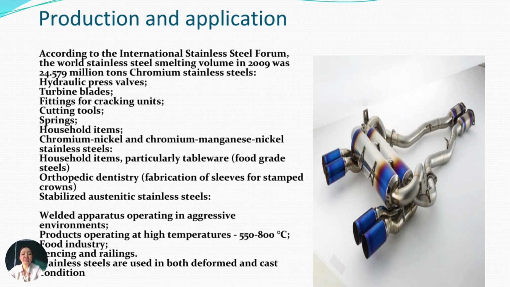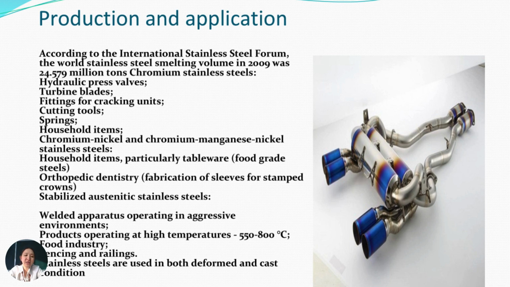Then we have to talk about production and applications. According to the International Stainless Steel Forum, the world stainless steel smelting volume in 2009 was 24,079 thousand tons. Chromium stainless steels are used for hydraulic press valves, turbine blades, fittings for cracking units, cutting tools, springs, and household items. Chromium-nickel stainless steels are used for household items, particularly tableware, food-grade steels, and the fabrication of sleeves for stamped crowns.